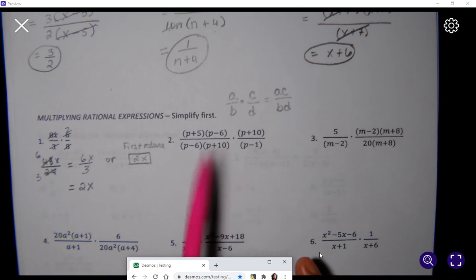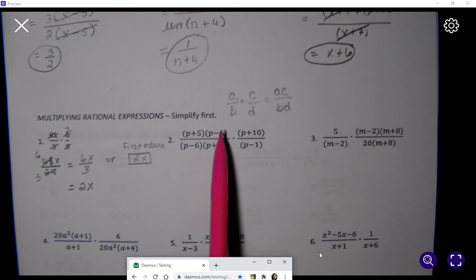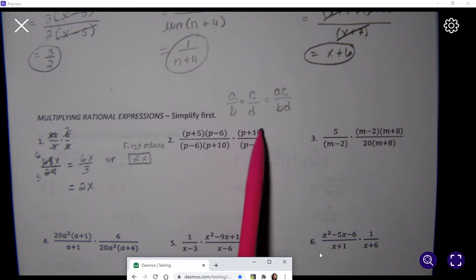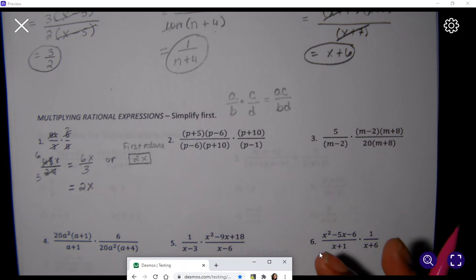All right, so for this one, I'm not going to multiply these out first because that's a lot of the FOIL method. I'm not going to do all that. I will go ahead and simplify first. So to simplify, we're going to cancel out the common factors.